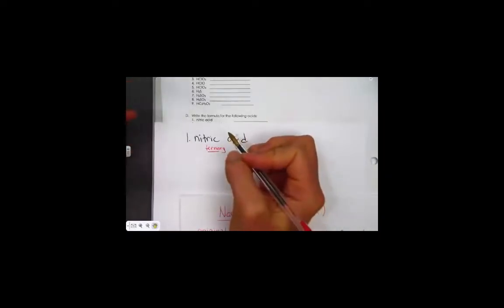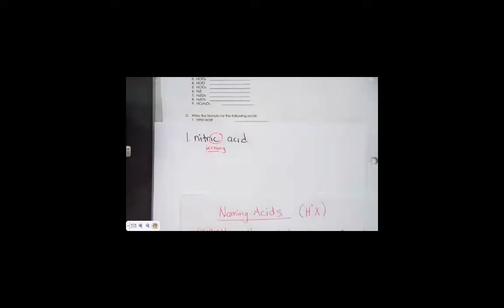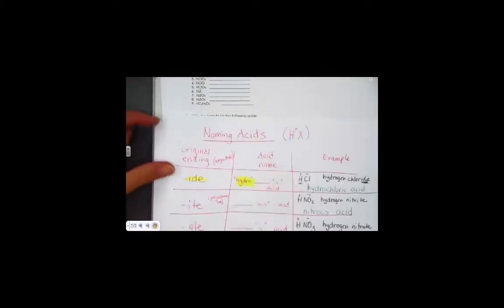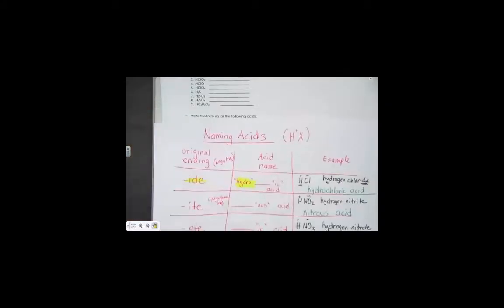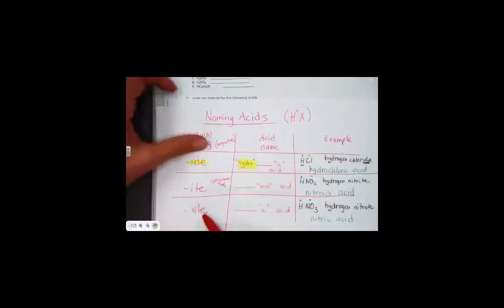I do not hear hydro. So right away, I know it's a ternary acid. No hydro out front. And I notice the ic as the last name. If it ends with ic and I'm not hearing hydro, just straight ic, the original ending was ate. I need to find nitrate.